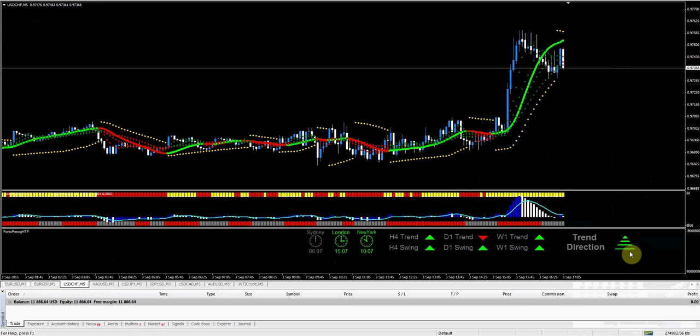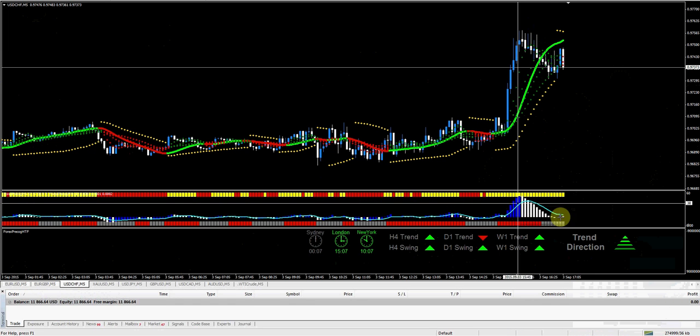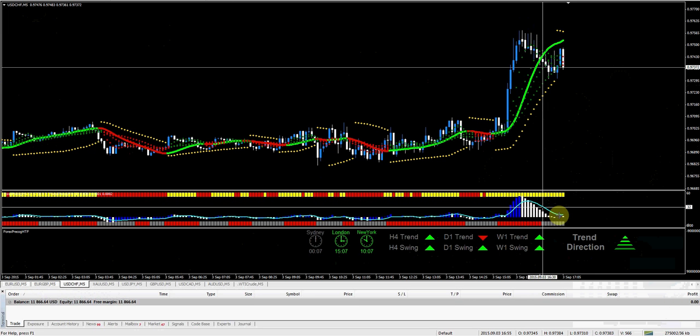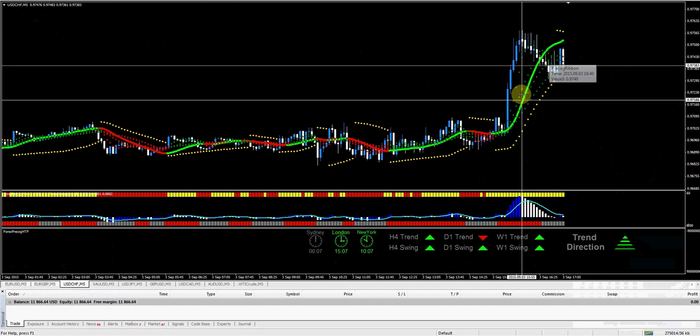Trend is up here, obviously. This is telling us we're looking for longs. We need to see a blue line, or a blue bar, excuse me, and we need to see it close above this light blue line here. Everything else up here looks good.